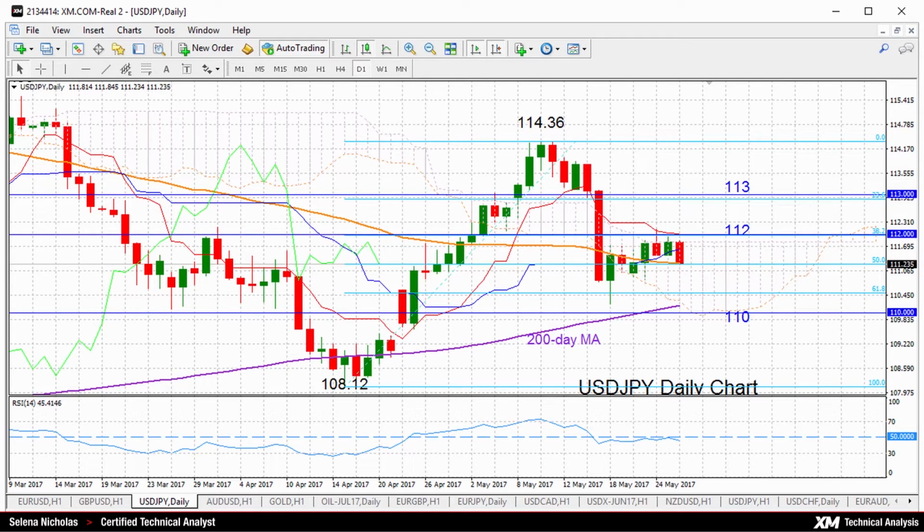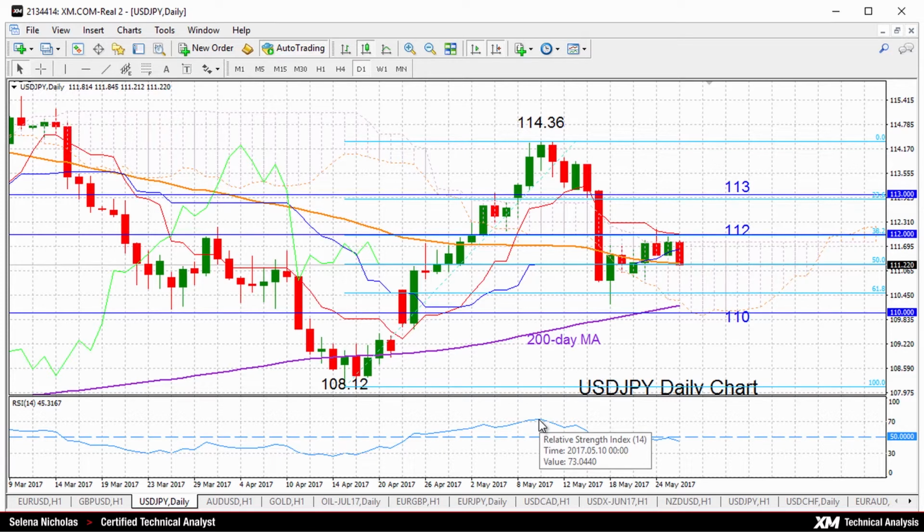Today we'll look at the dollar versus the yen on the daily chart. So we can see USDJPY remains stuck within the Ichimoku cloud after falling from a high of 114.36 that was reached on May 11th. And from here prices reversed lower due to reaching overbought levels, and that was indicated by the RSI rising just above 70.